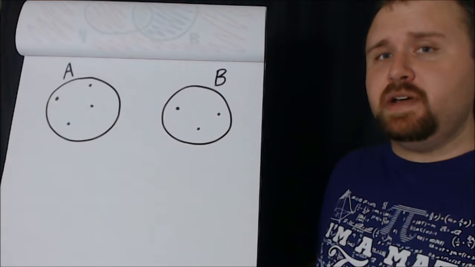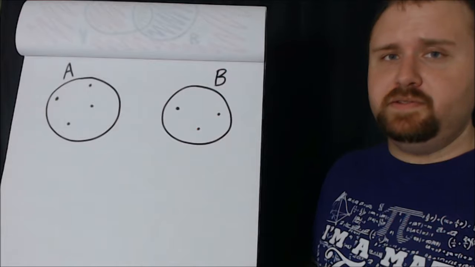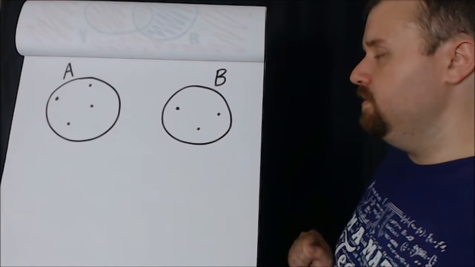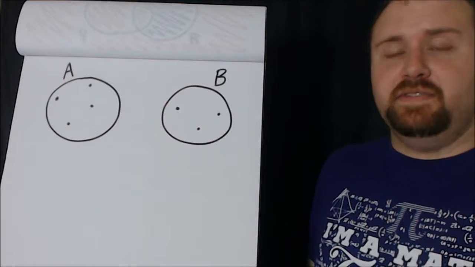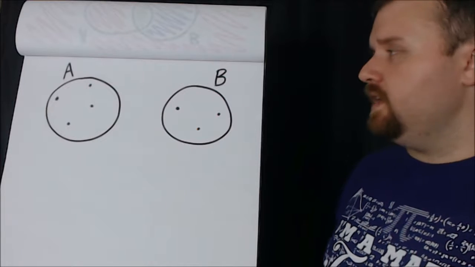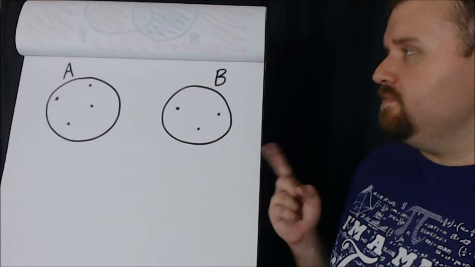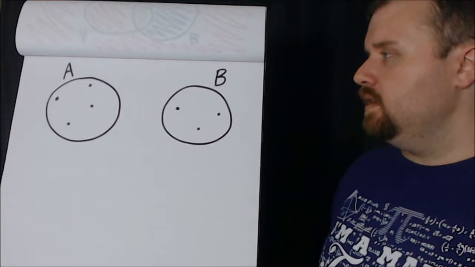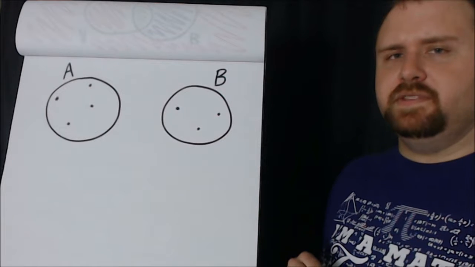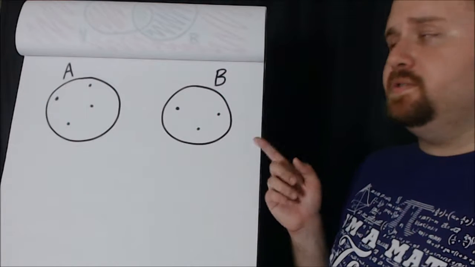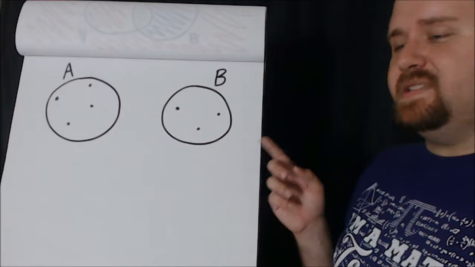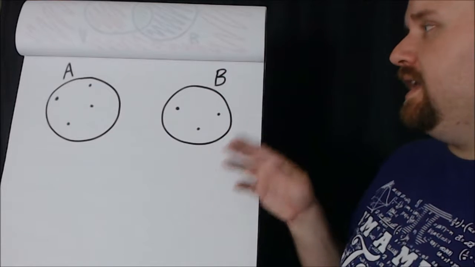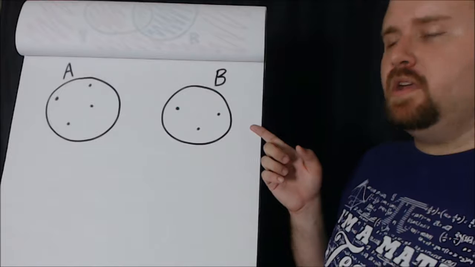Now, I briefly talked about disjoint sets in one of my other videos. So now we're going to look at that in the context of these operations. So if I have these sets A and B, what would be the intersection of these two sets? Well, there's nowhere where these two sets overlap. So it's impossible for something to be in both A and in B at the same time.